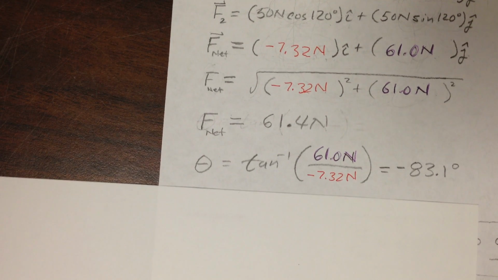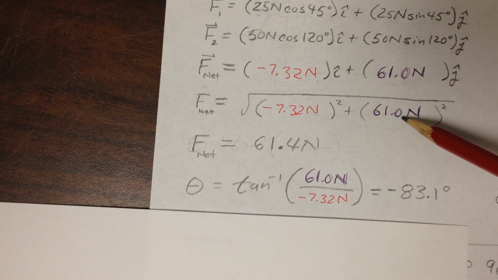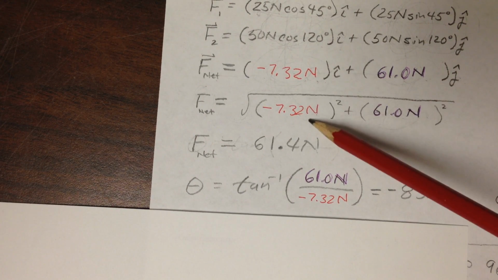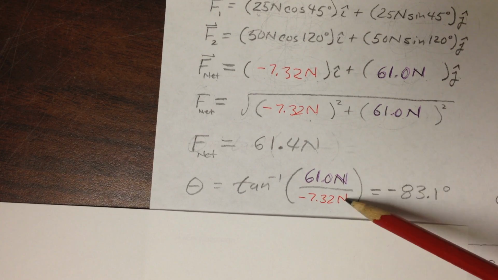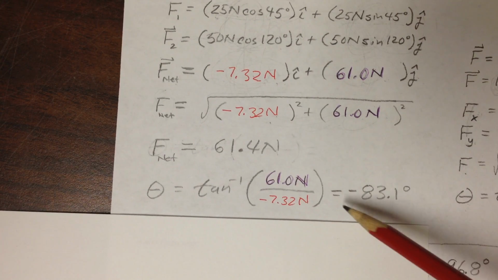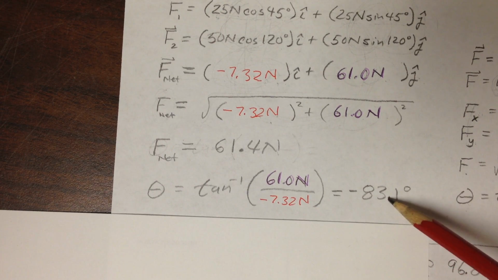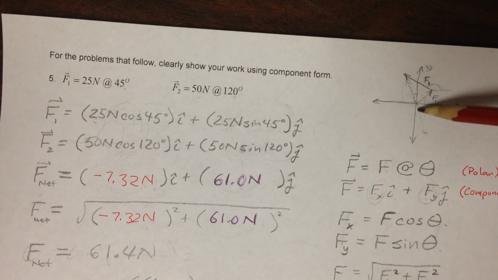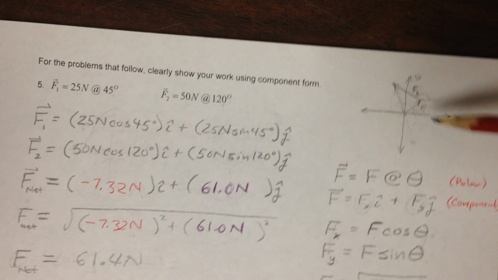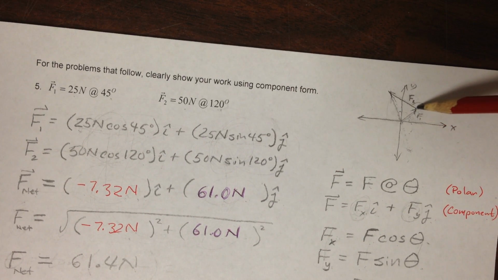And then to find the direction, I take the inverse tangent of the y component, which is 61, over the x component, which is 7.32. And in my calculator, I get a negative 83.1 degrees. Now the reason why that is actually not the right answer is because this seems to indicate that our resultant vector goes off in this direction, when clearly we know that if you add this vector plus this one, it has to go up and to the left.